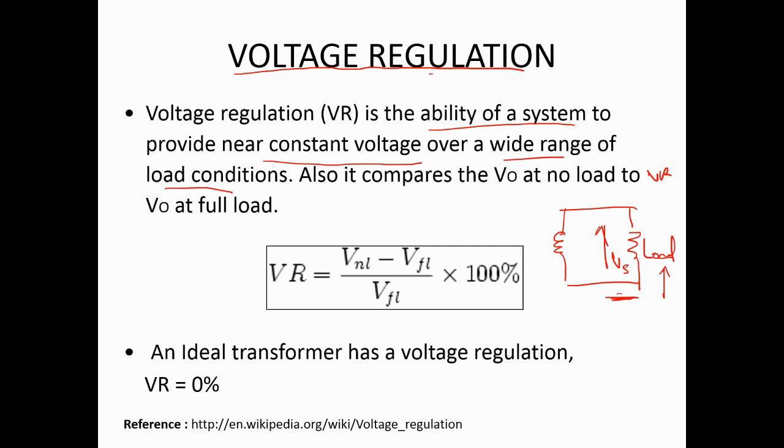So for example, if there is no load, there will be a certain value of VS. Let's call it VS no load. It's represented here as VNL, voltage no load. But when you put a maximum load or full load, it becomes VS full load, or here it's written as VFL.